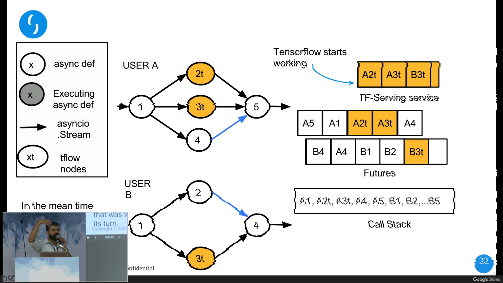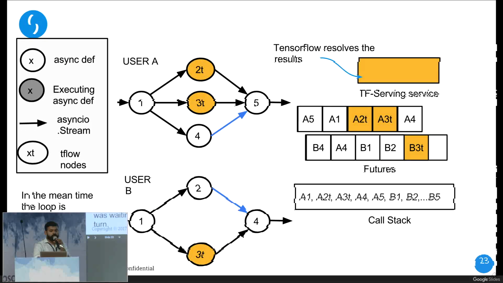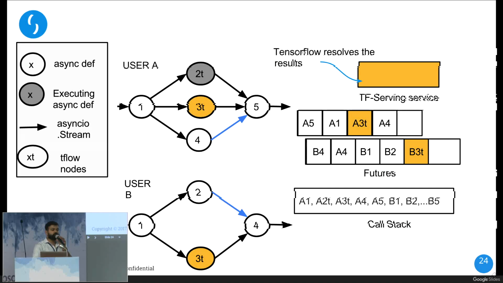So if there is another pipeline happening, another user who is logged in, he's having the Python VM. So TensorFlow starts working. TensorFlow resolves the results, and then user A's pipeline will continue to work.